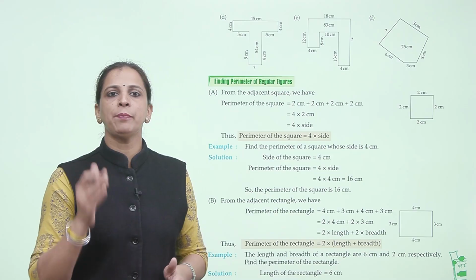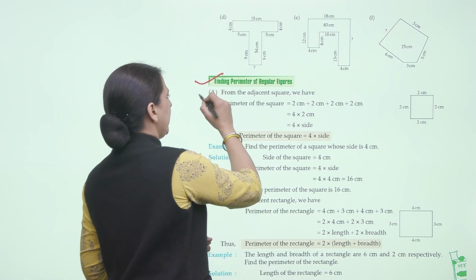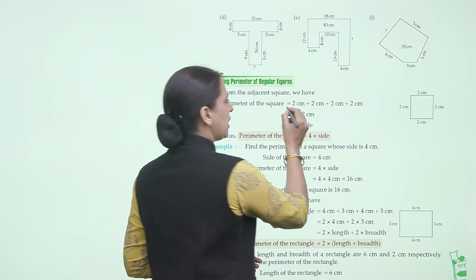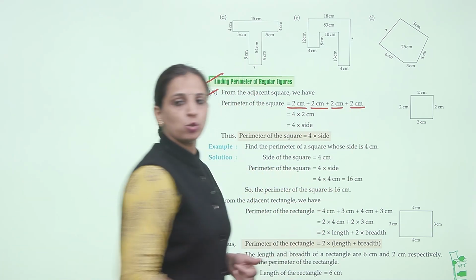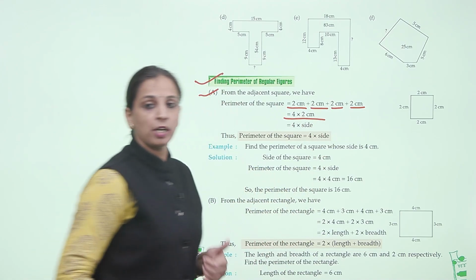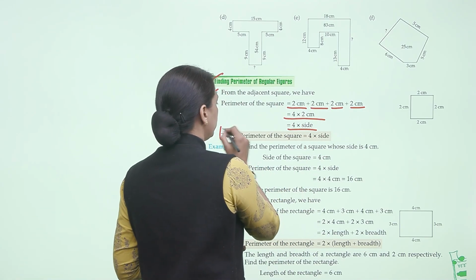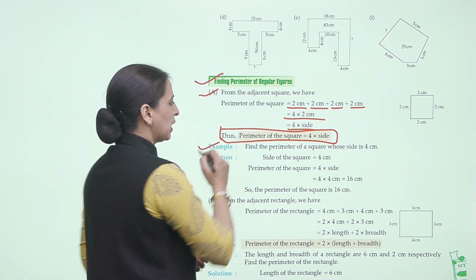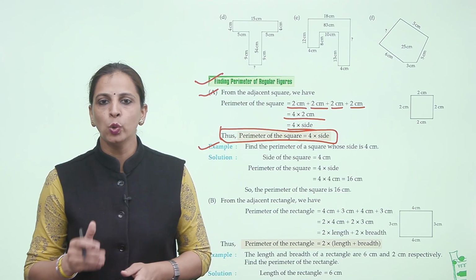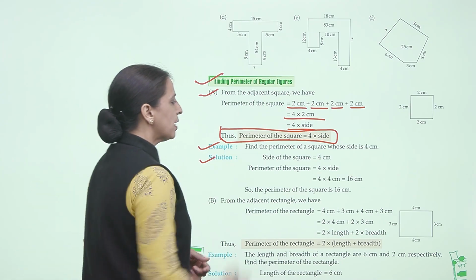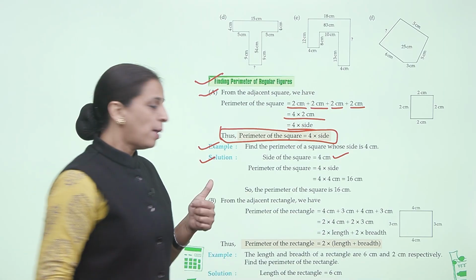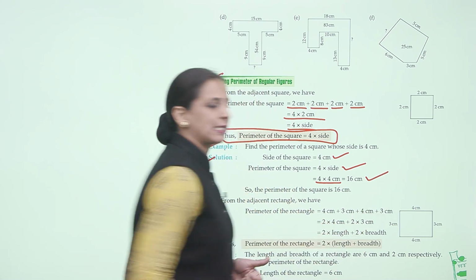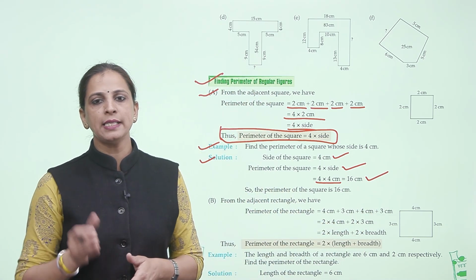Now next is finding perimeter of regular figures. A. From the adjacent square we have perimeter of the square is 2 centimeter plus 2 centimeter plus 2 centimeter plus 2 centimeter. That is equal to 4 times 2 centimeter or 4 multiplied by side. So the perimeter of square is equal to 4 multiplied by side. Example करते हैं. Find the perimeter of a square whose side is 4 centimeter. Solution करते हैं इसका. Side of the square is 4 centimeter and we know the perimeter of the square is 4 multiplied by side. So 4 multiplied by 4 centimeter is equal to 16 centimeter. So the perimeter of the square is 16 centimeter.